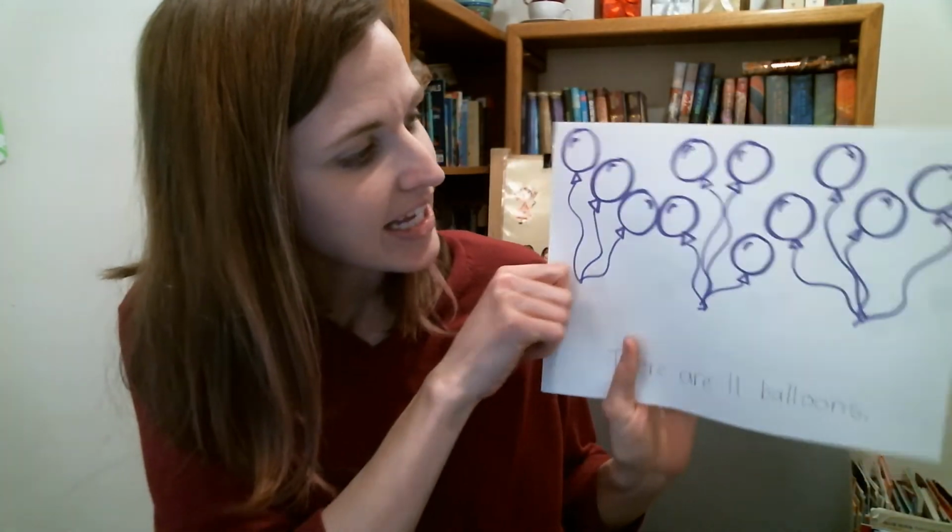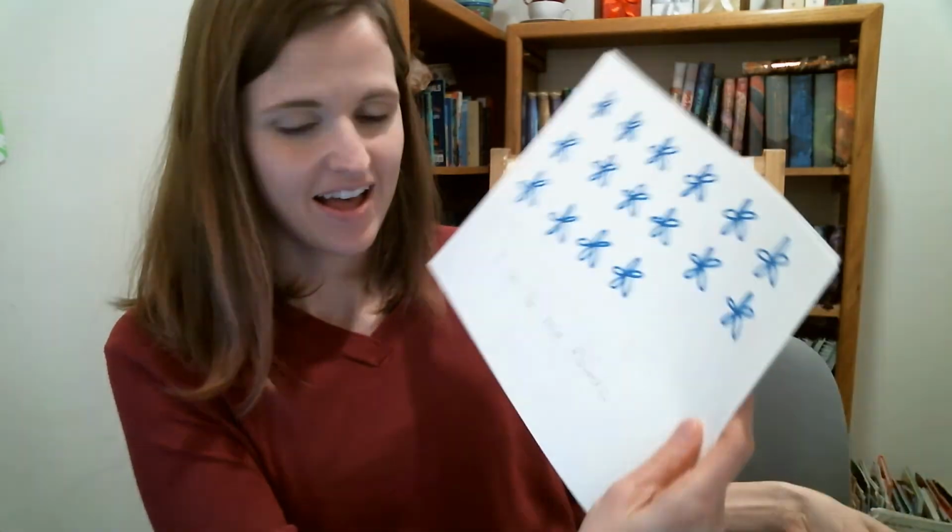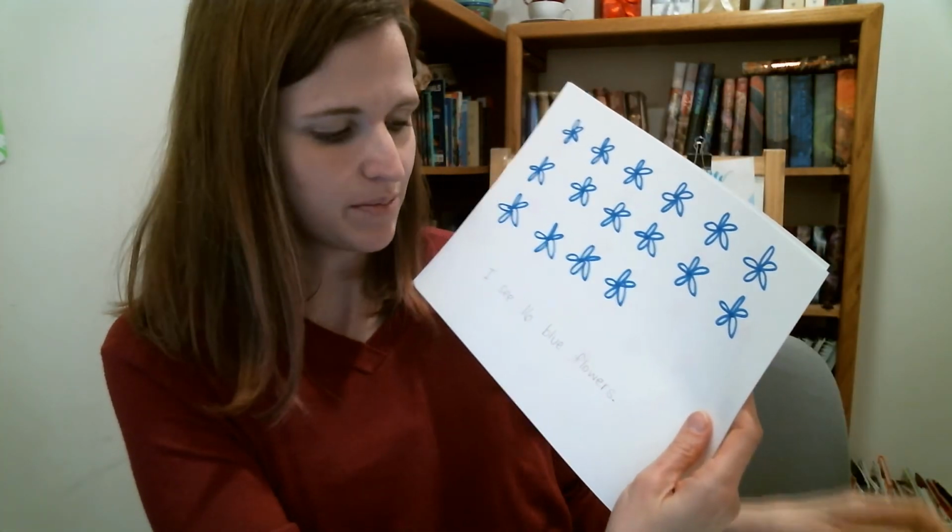There are 11 balloons. I have 14 cherries. I see 16 blue flowers. I see 19 stars. I made my own little counting book.